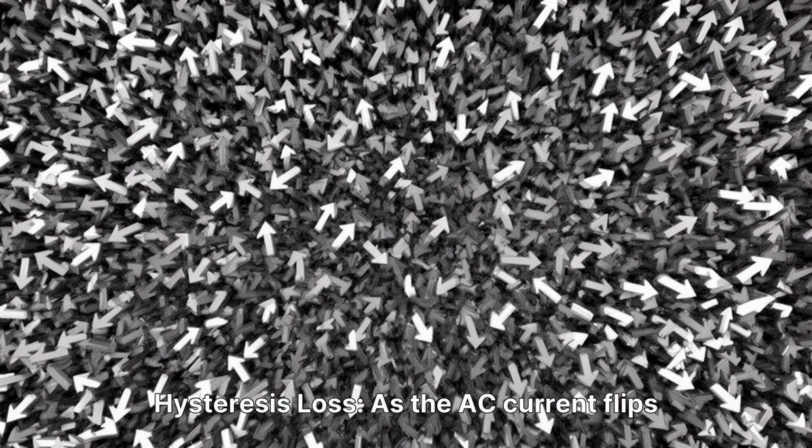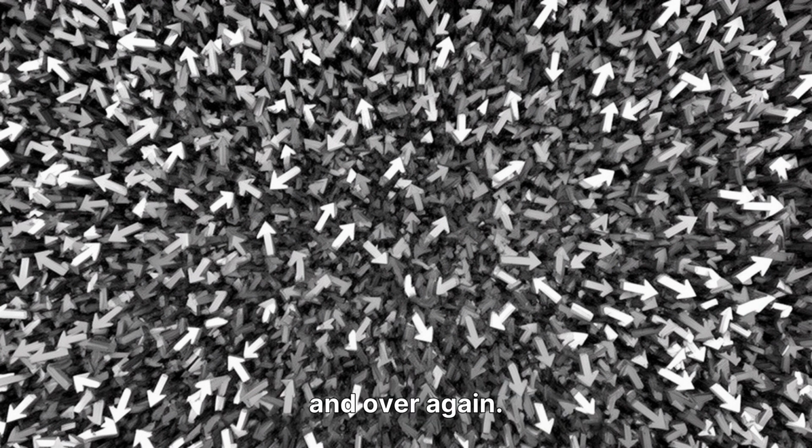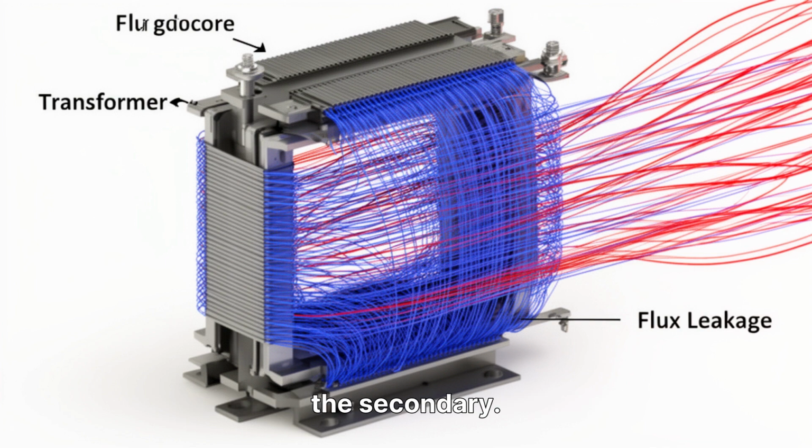3. Hysteresis loss. As the AC current flips direction, the magnetic domains in the core have to physically flip orientation, north to south, over and over again. This friction at the atomic level causes heat. 4. Flux leakage. Not all the magnetic flux produced by the primary makes it to the secondary. Some leaks into the air. Good core design minimizes this.